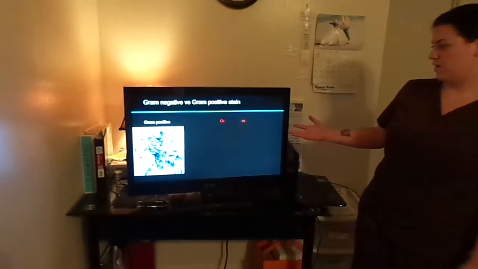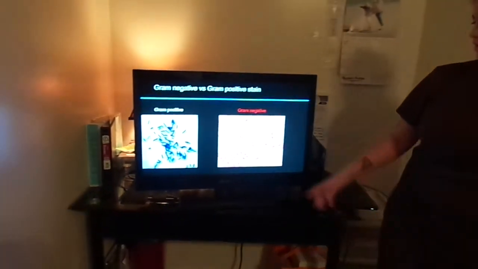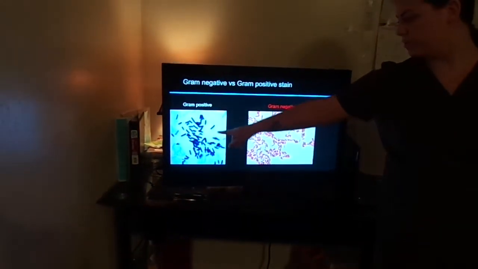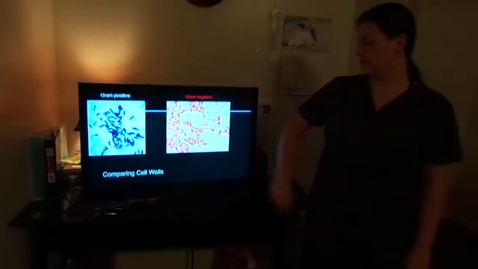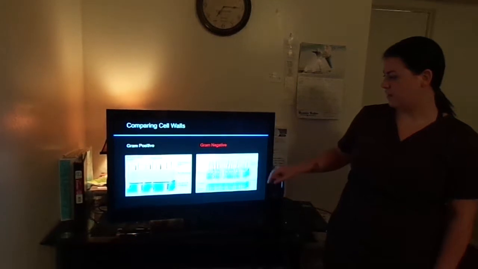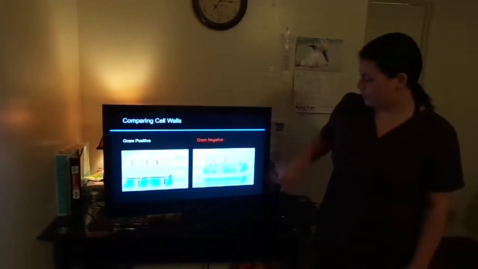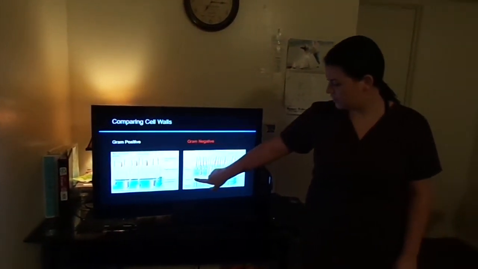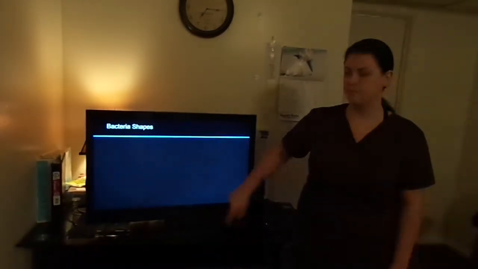Difference between gram-positive and gram-negative is an example. Gram-positive stains purple and gram-negative stains pink. Difference in the cell walls, gram-positive and gram-negative. Gram-positive has a thick layer of peptidoglycan, and the negative has a very thin one.